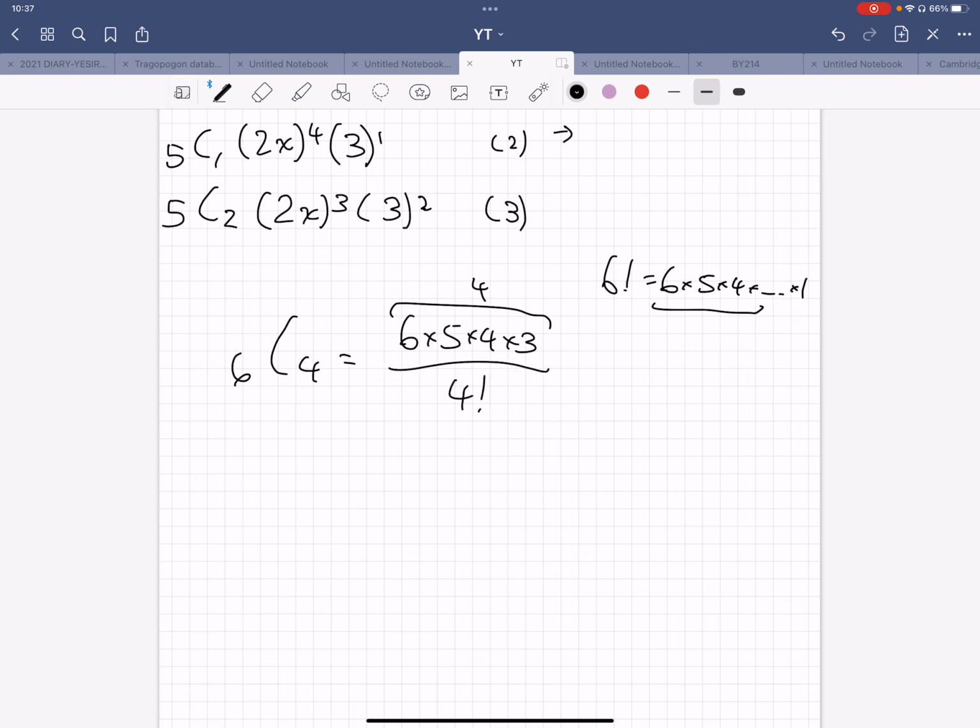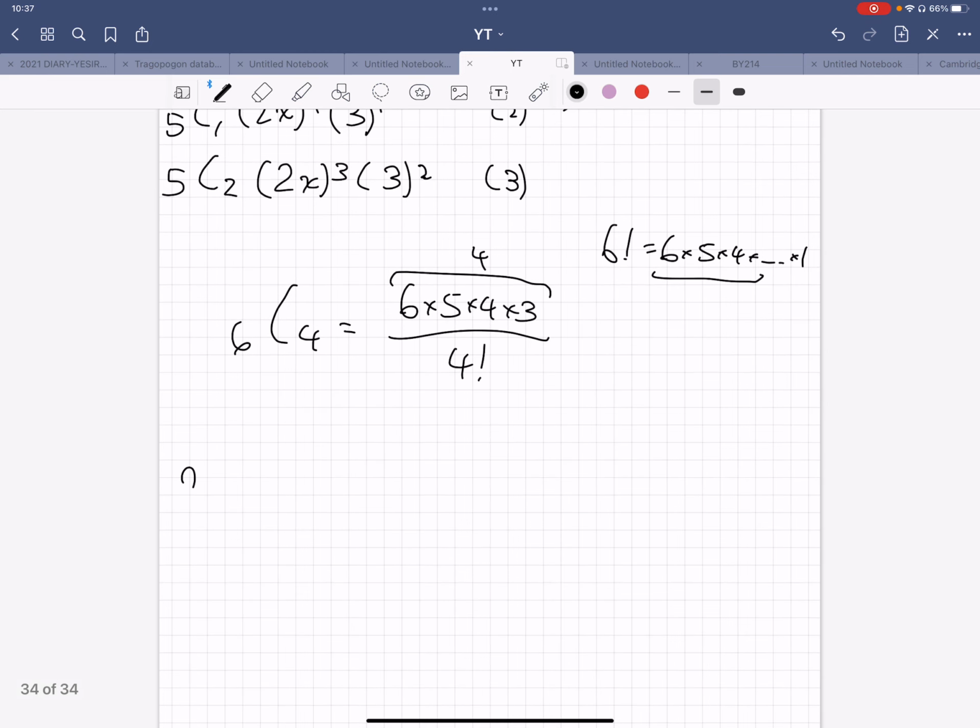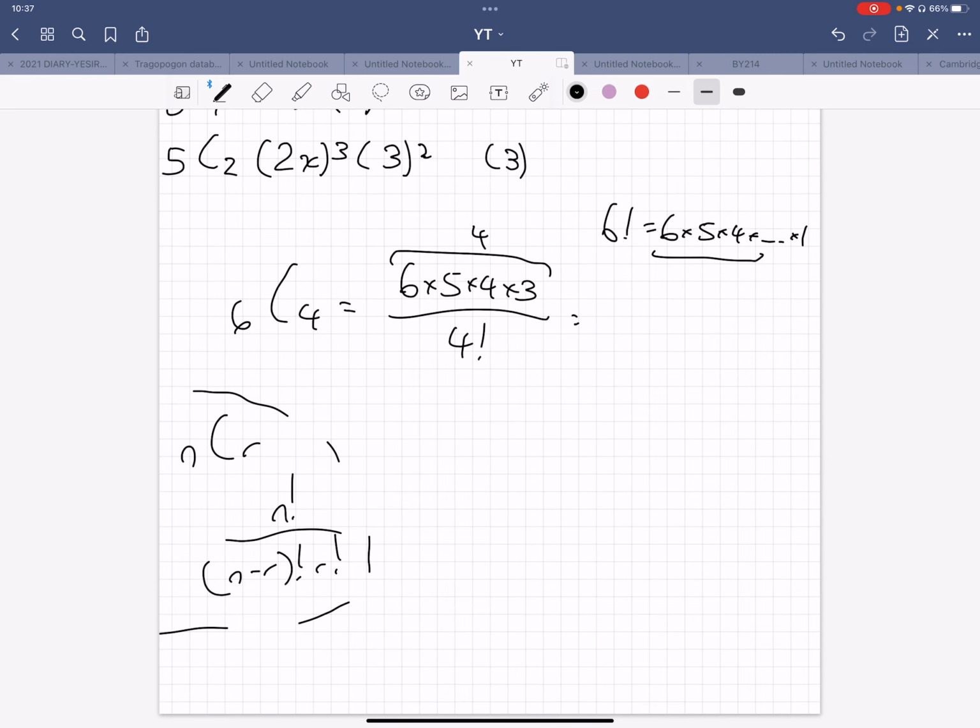So if you actually want the formula, it would be n factorial over n minus r factorial, but this is a lot simpler because this is 6 times 5 times 4 times 3 over 4 times 3 times 2 times 1. And so we can just simplify it, which gives 15.